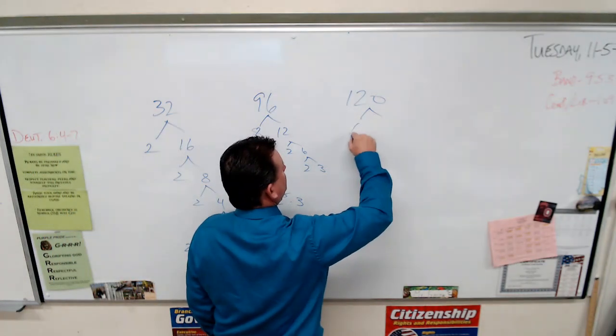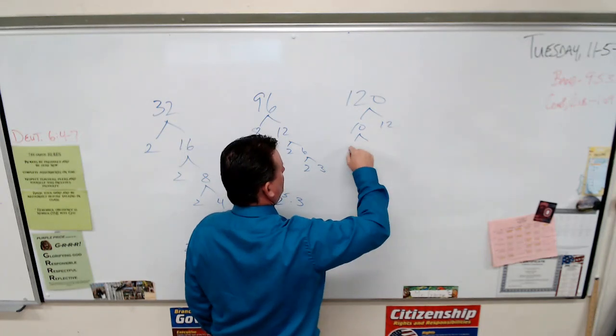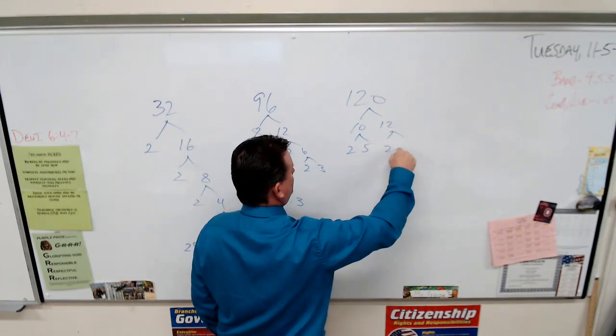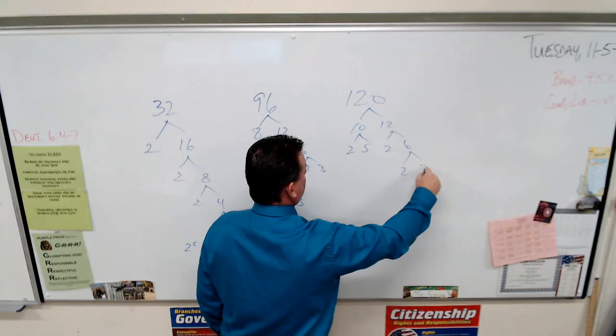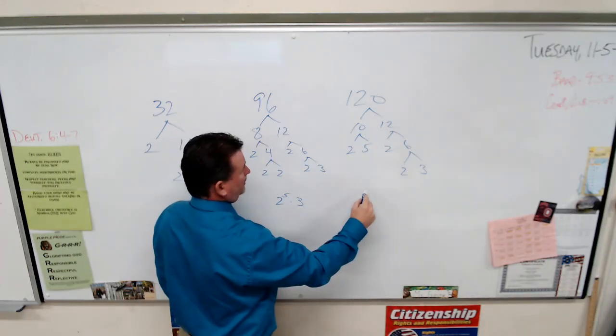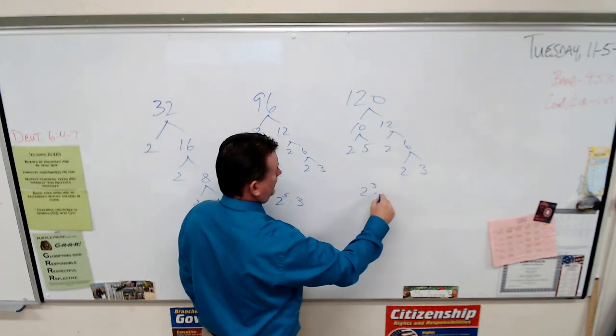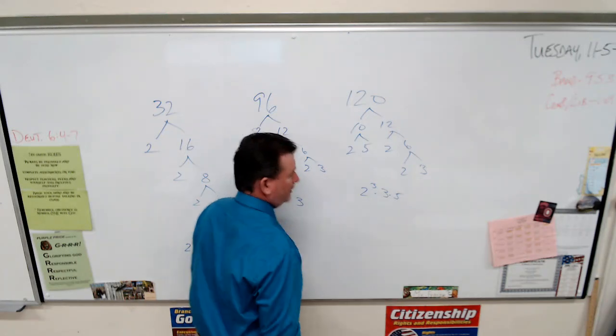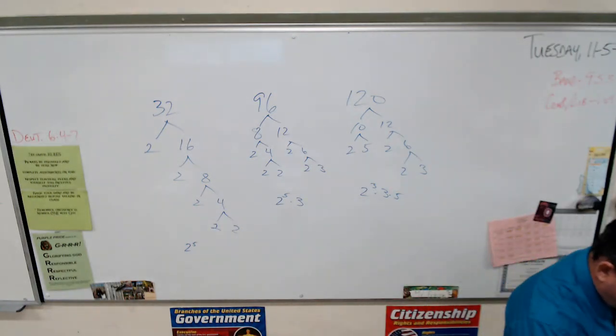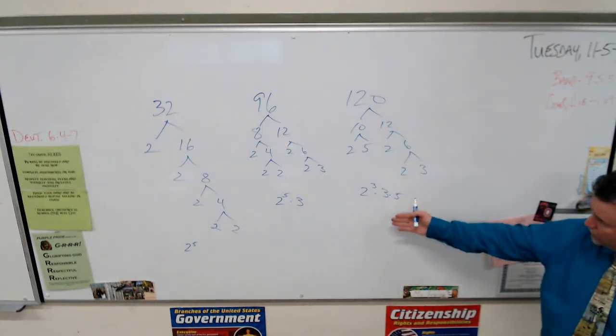120. 10 times 12. 2 times 5. 2 times 6. 2 times 3. So now what do we got? 2 cubed times 3 times 5. Okay, that's what they ended up with in example 2.